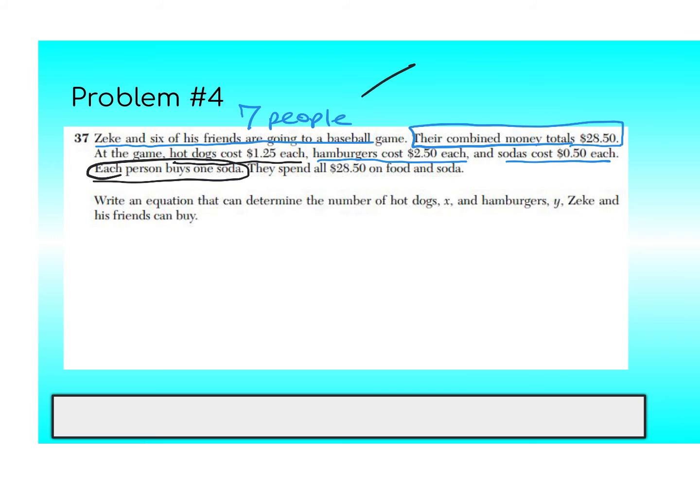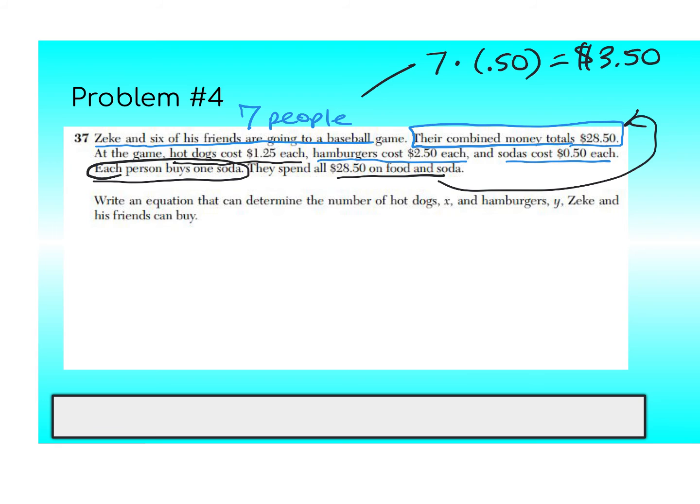So let's go ahead and say, okay, 7 times 50 cents. We know they're spending $3.50 on soda. So that is not a third variable. So they all spend $28.50 on food and soda, which means they're using up every smidge of the money they have. So they give you the variables, hot dogs x and hamburgers y, and you would say, okay, so they're spending $1.25 on hot dogs, and they are spending $2.50 on burgers, and they already spent $3.50 on soda, and that all totals $28.50.